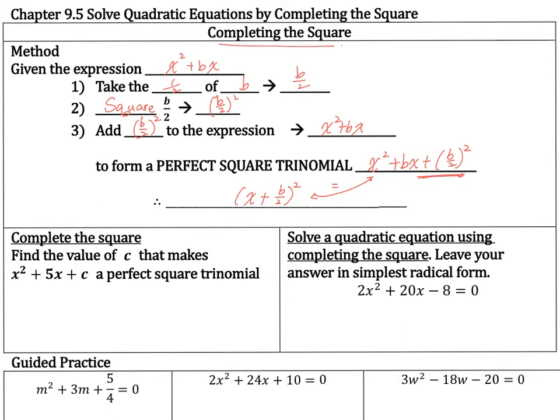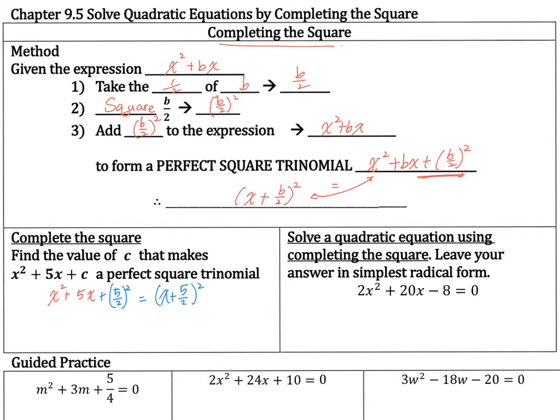Okay, to complete the square, find the value of c that makes x squared plus 5x plus c a perfect square trinomial. So to apply the method I just showed you, I'm going to take half of 5, which is 5 over 2. I'm going to square it. And I'm going to write it as a squared binomial, x plus 5 over 2 squared.